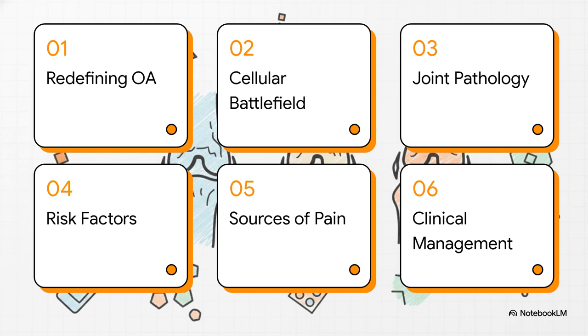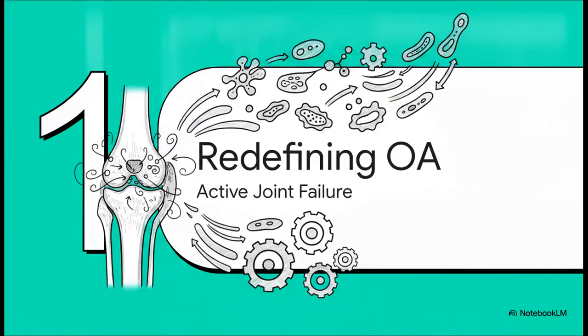Here's our roadmap for today's explainer. We'll start by redefining OA as active joint failure, then dive into the chondrocyte cellular battlefield and map out the pathology of the joint structures. After that, we'll weigh risk factors like vulnerability versus loading, uncover the true sources of pain, and finally wrap up with targeted clinical management. Starting things off with Part 1, redefining osteoarthritis as joint failure.